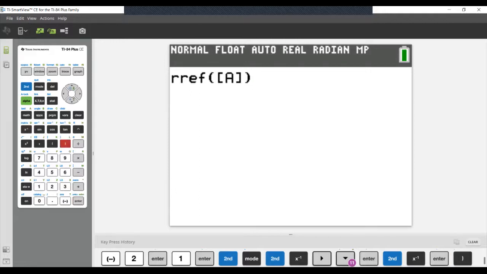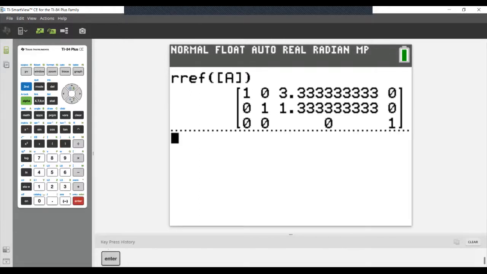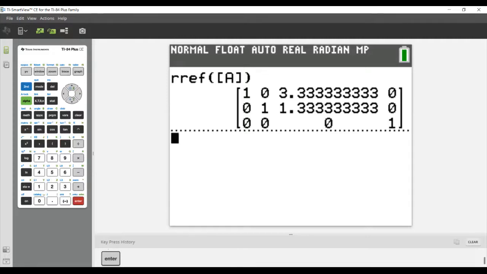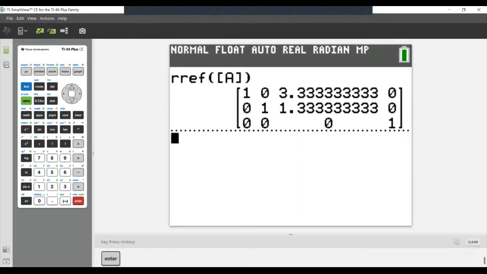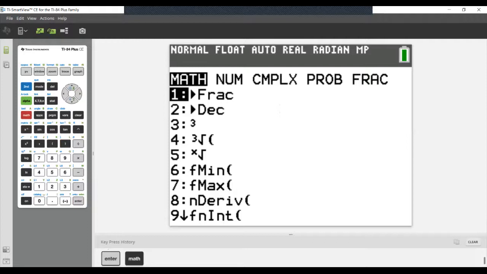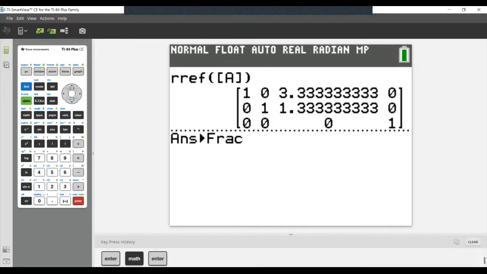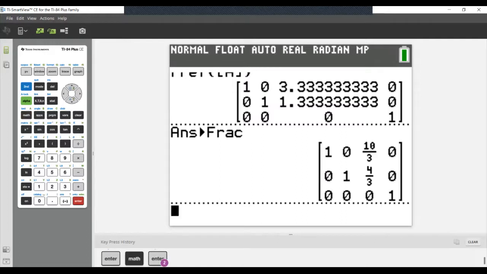It's in the A. Ooh, we have this thing. Okay. So if you see something like this, typically we don't want decimals. There is a quick way to convert from decimal to fraction in TIs. And the way to do it is math. And a lot of calculators will have this to convert from decimal to fraction. So math, frac right there. And it will give us a nice pretty fraction. So we can write this thing out as a fraction.